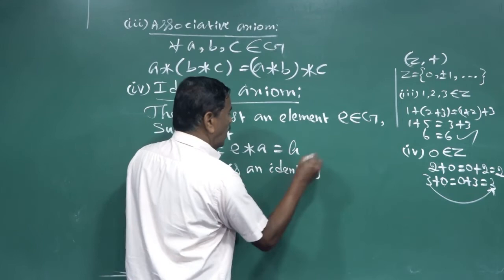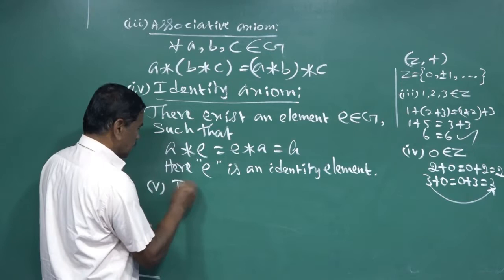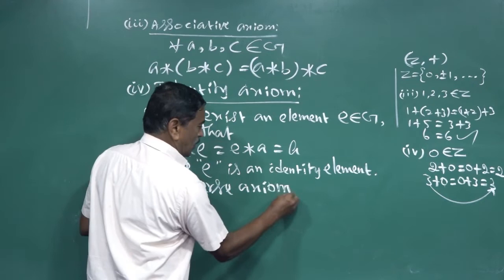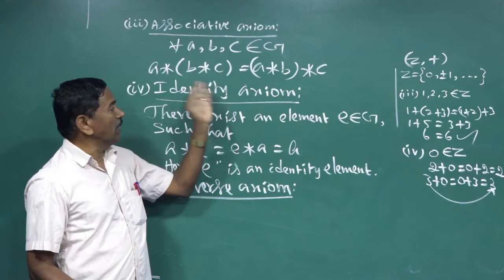Identity element. Okay, so the fourth one is completed. Now listen, the fifth one is the inverse axiom. It is also called the inverse property or existence of inverse. In a similar way, the identity axiom is also called the identity property or existence of identity. All are the same thing.